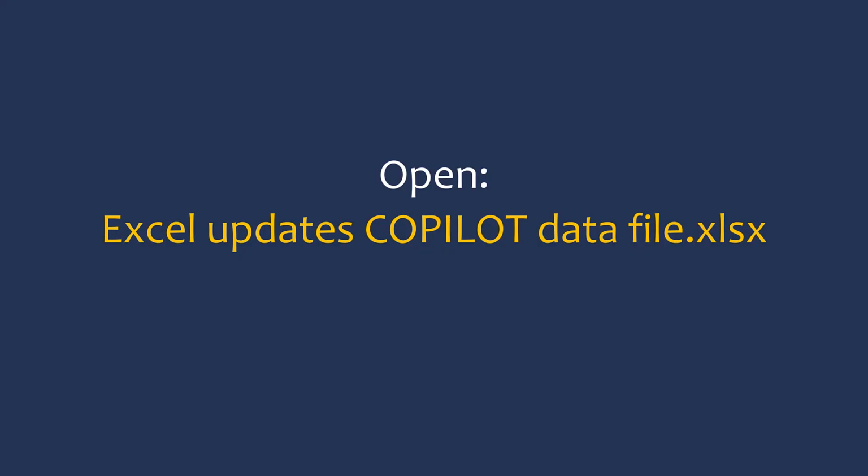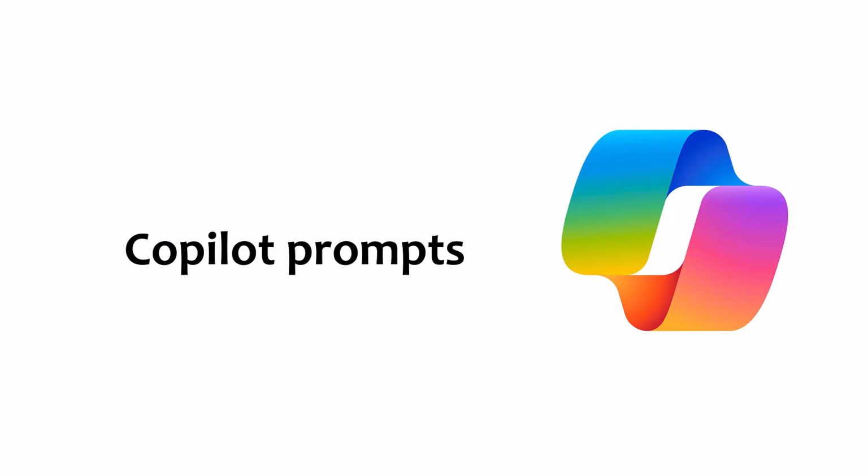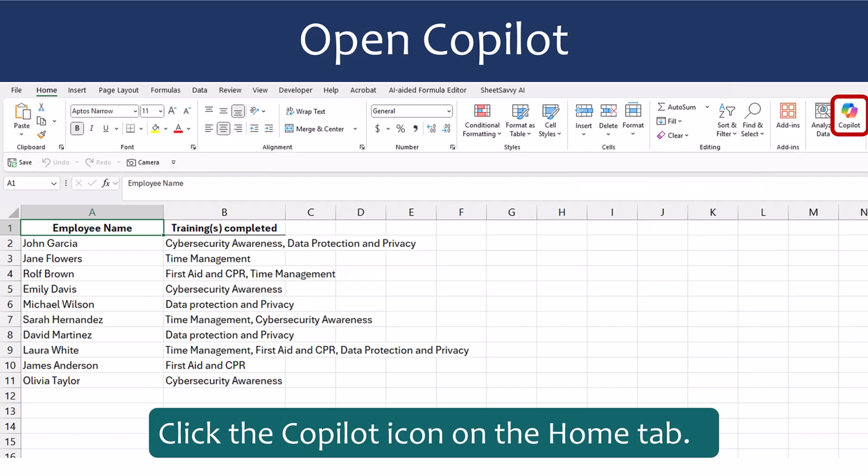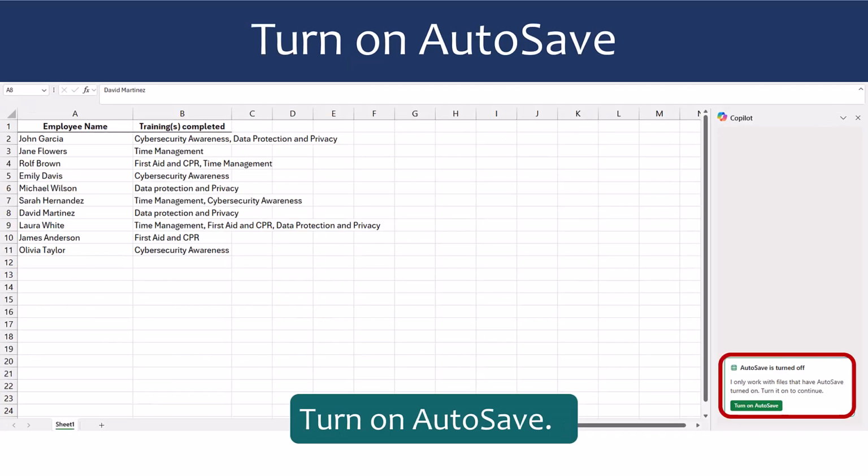In Excel for Desktop, open the Excel Updates Copilot data file. We are going to start by talking about Copilot prompts. Navigate to the worksheet C01 and open the Copilot pane directly in Excel by clicking the Copilot icon on the Home tab. Autosave must be turned on in order to use Copilot in Excel, so click Turn on Autosave.